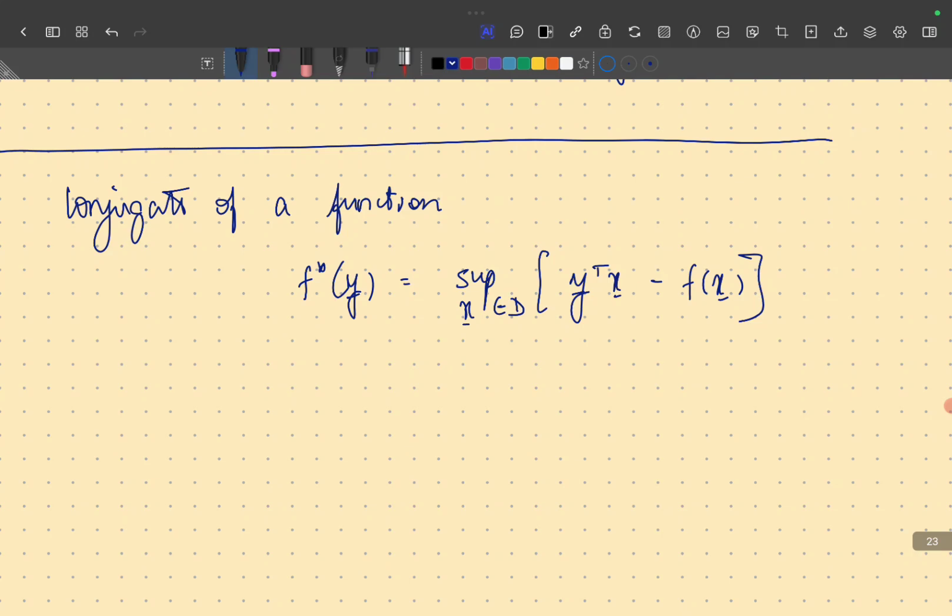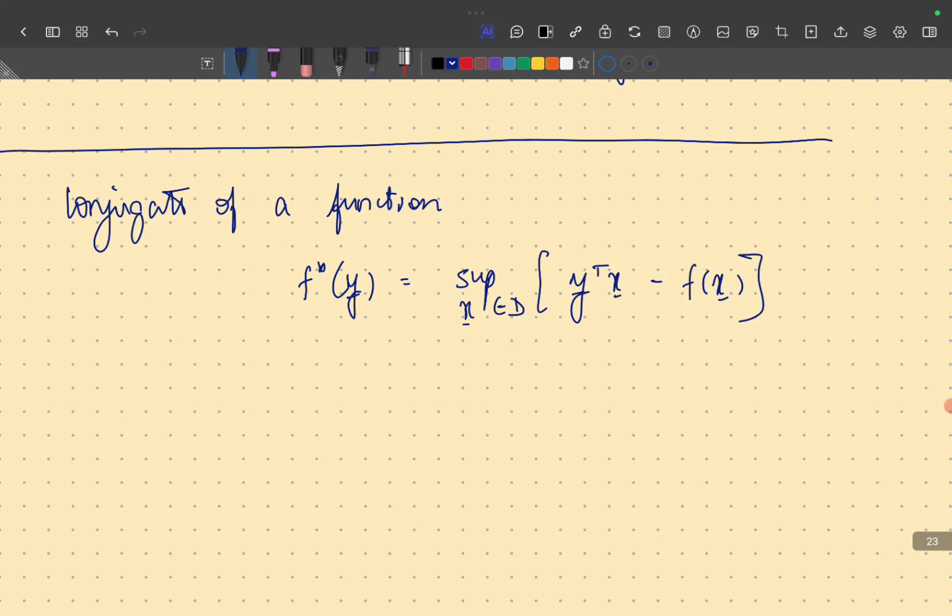For many functions of interest, you can compute the conjugate. All right. There are other interesting places where the conjugate arises naturally. For instance, if you've seen Chernoff bounds, you can show that the optimal Chernoff bound can be expressed as e to the conjugate of the log moment generating function.